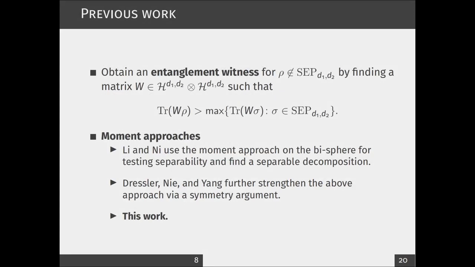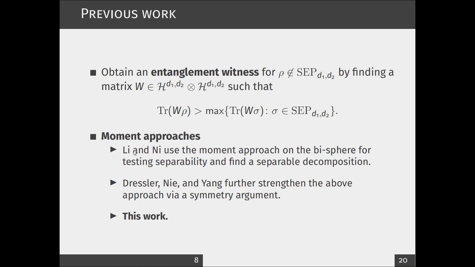And then a third approach would be to get an entanglement witness. This is a separating hyperplane type of approach, but we'll not be touching on it further. And then the fourth one, the most relevant to today's talk, is the moment approach.